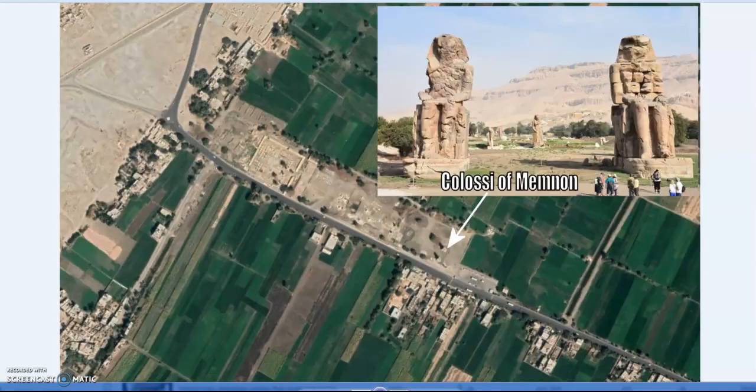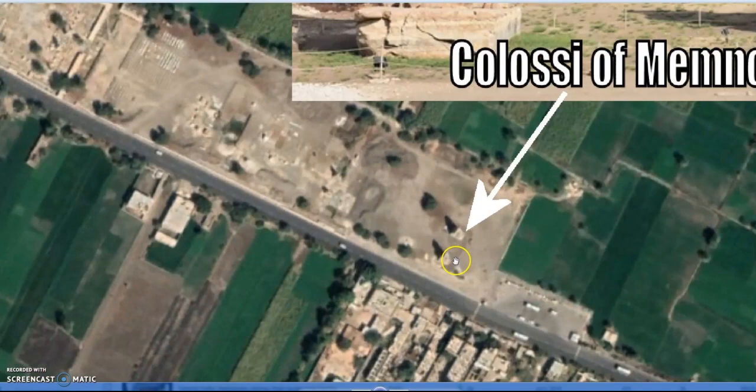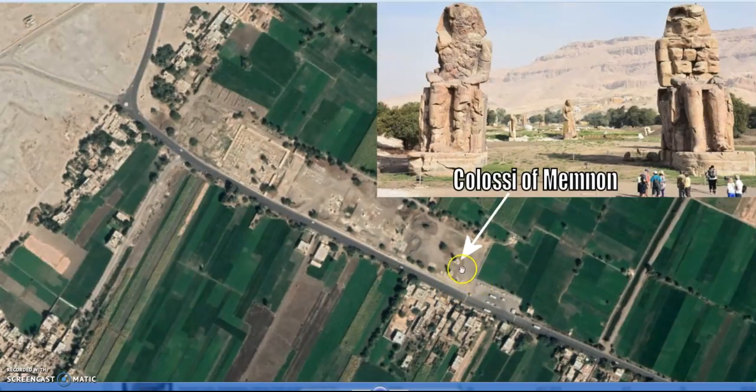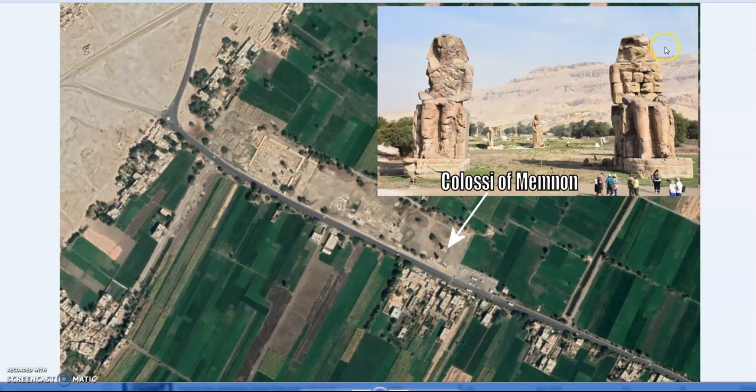So now the Colossi of Memnon. These are the Colossi of Memnon. That's where their actual location is, and it's part of a larger construct where we have along the avenue. You can even see if these statues were on their own, they would be quite impressive, but because they're in front of the Colossi, they don't look as big.